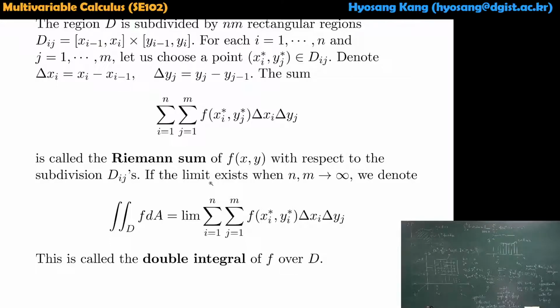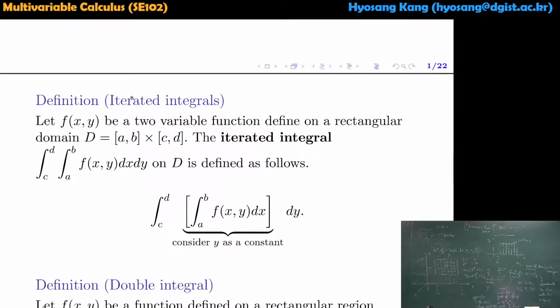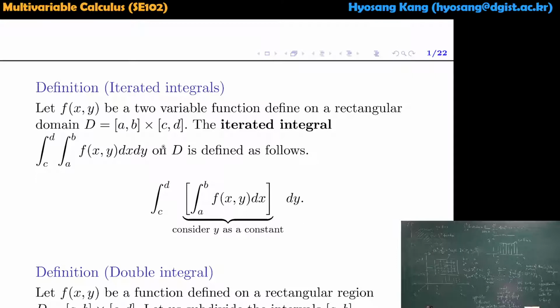Okay? So don't worry about checking the limit exists. But we are going to talk about the deeper meaning of this limit. For now, let's talk about the iterated integral. It's different from the double integral. Sometimes, even after you learn this course, multivariable calculus, you probably confuse the difference between iterated integrals and double integrals.